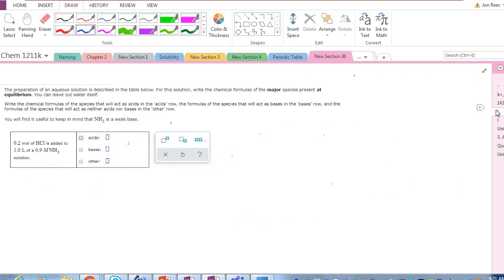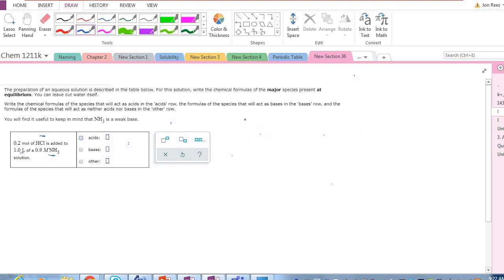Let's see if we have some others. Okay, this is a slightly different play on it. Alright, so we have here a very strong acid, and I have some NH3, a weak base. But now the acid, there's only 0.2 moles, but there's 0.9 moles of the NH3, because that's 0.9 moles per liter, and we're in a 1 liter solution.